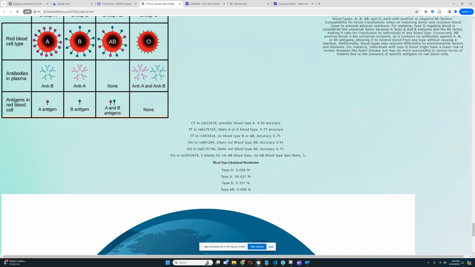But yeah, they may or may not be present in this case for the calculation. But in this case, in this individual, he's most likely type A for the blood type. Very, very interesting. And that's pretty much it.